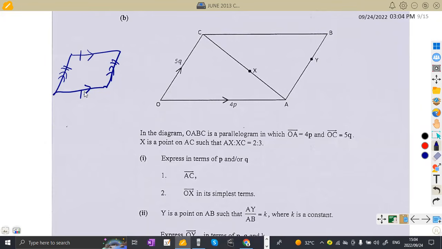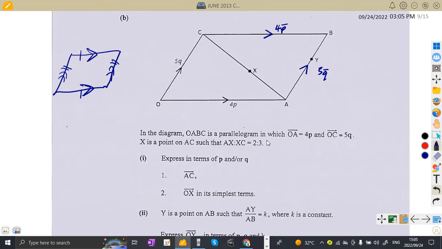Also, on the direction, to show that they are parallel, they must face the same direction. So if we are given O to A, we are given C to B. So from C to B, our vector is going to be vector 4P, just like what we're given for O to A, using the same direction. From O to C, if it is 5Q, then from A to B it is going to be 5Q, using the same direction, because these two sides which are opposite are parallel and at the same time equal. So they are also equal in terms of the vectors.